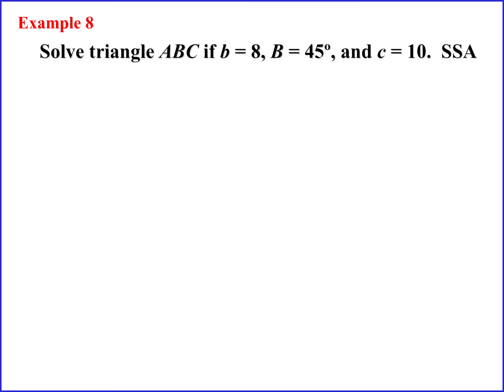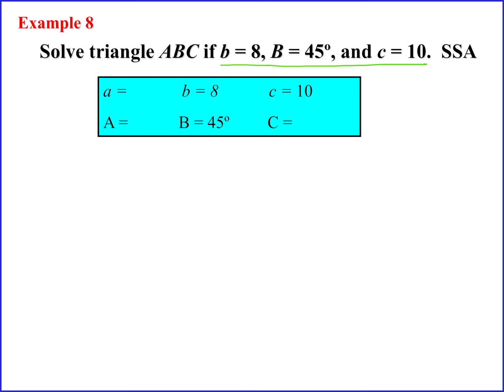Again, we have our 3 pieces of information: little b, so we know side B, angle B, and side C. So we could put all this in our information. You can draw triangles. Drawing triangles is not as important, except in applications, where you really want to make sure that you know what's going on. Otherwise, it's just giving you information and solving for the unknown.